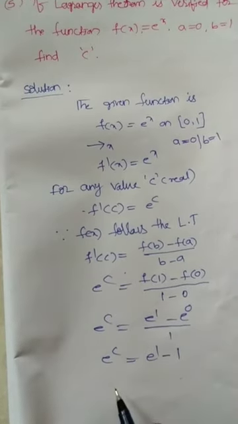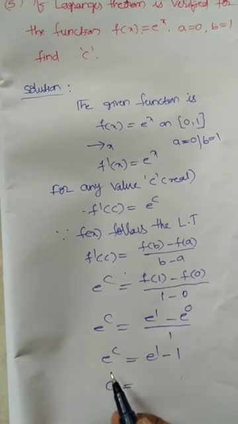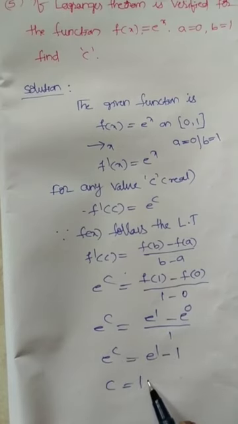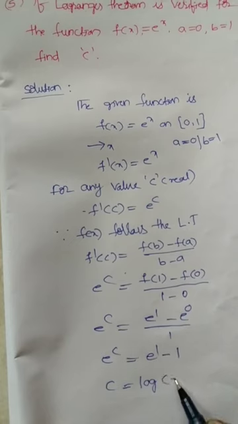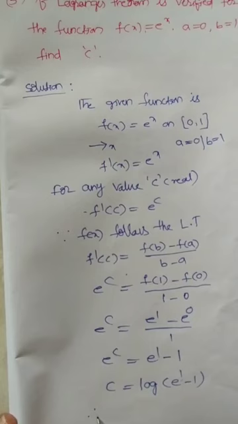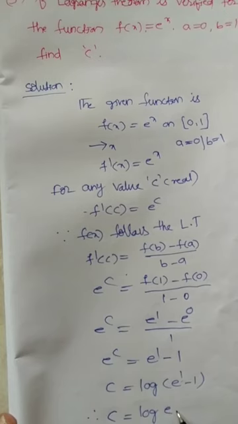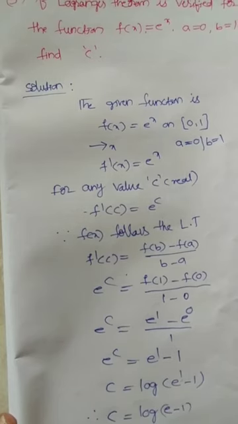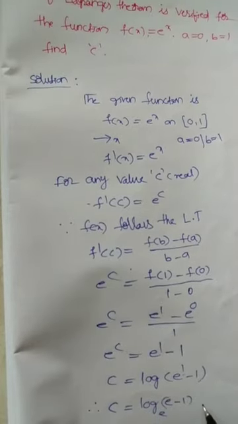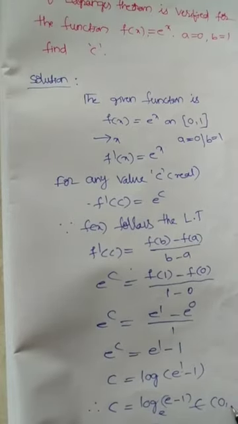Whenever the exponential power comes to this side, it will become the logarithmic function. Log e power c is e minus 1. Therefore our required c is log of e minus 1 with base e. So our required c is log e minus 1 with base e. So it is obviously belonging to open interval 0 comma 1.